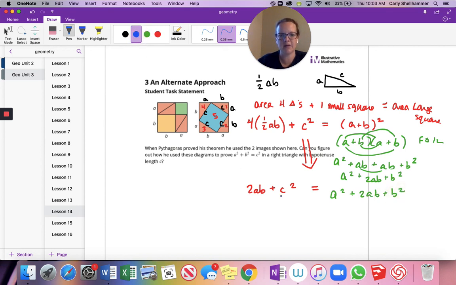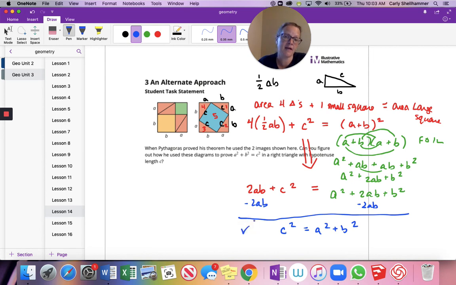Now, I have 2AB on both sides, so I can subtract 2AB from both sides and I'm left with C squared equals A squared plus B squared. I just did a proof of the Pythagorean theorem using this triangle. That's great.